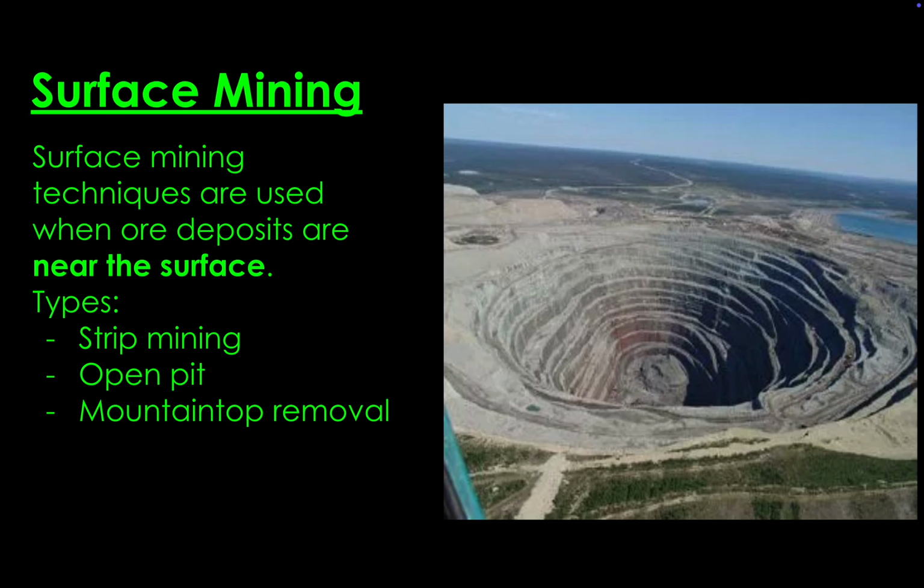So the first type that we're going to talk about is surface mining. Surface mining techniques are used when mineral ores are near the surface. And so we can think about it as scraping them away. We have three different types that we're going to talk about: strip mining, open pit mining, and mountaintop removal. Most of them are exactly the way they sound.